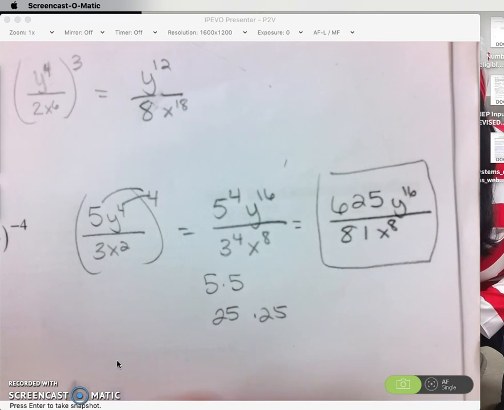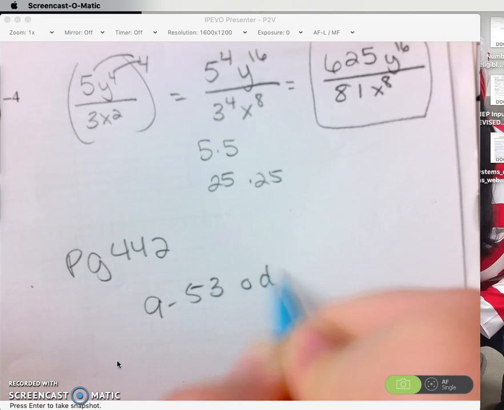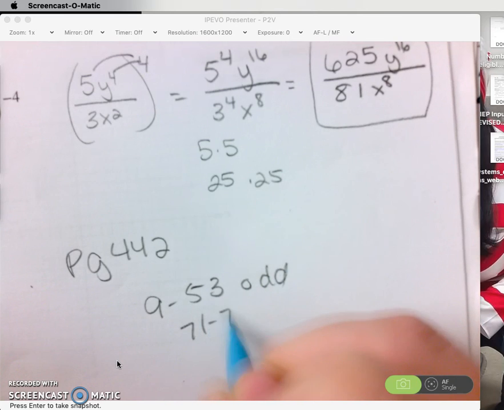Assignment is page 442, 953 odd, 71 through 77.